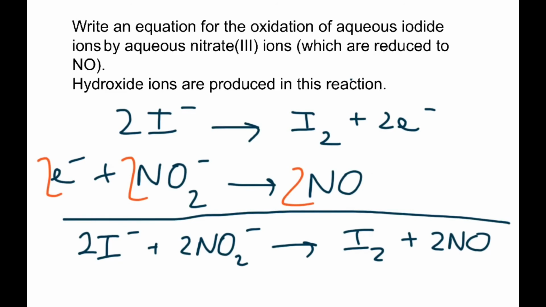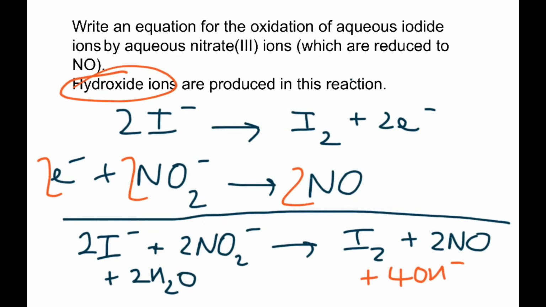Total charge on the left is minus 4. There isn't any charge on the right. We need to use hydroxide ions. So we're going to need 4 hydroxide ions in order to make the total charge the same. We're going to need some water, aren't we, for the hydrogen. We're going to need 2 waters, and let's just double check it's balanced. So there's 2I, 2N, 4 H's, and 6 oxygens.